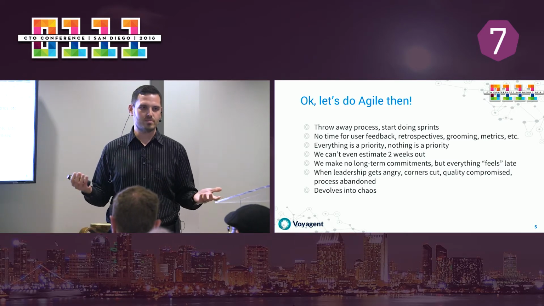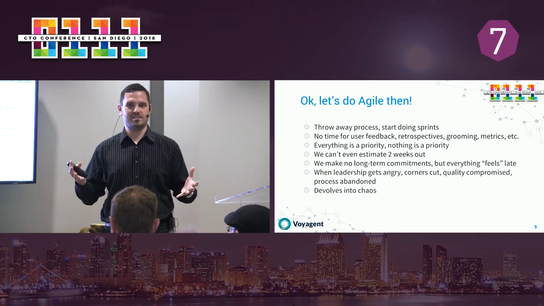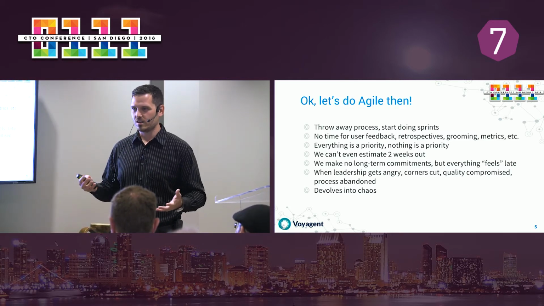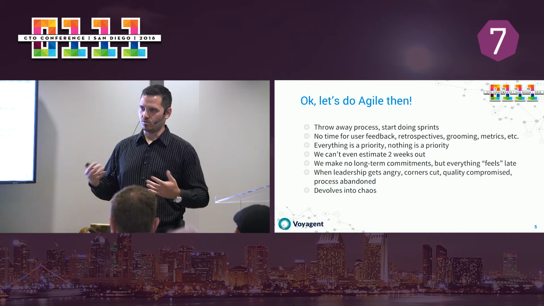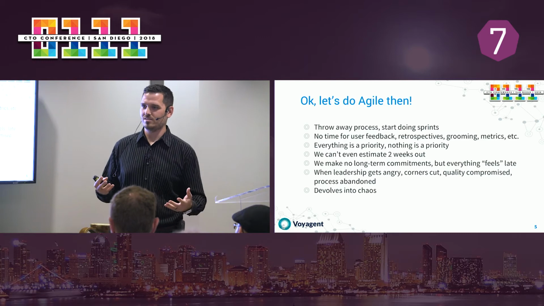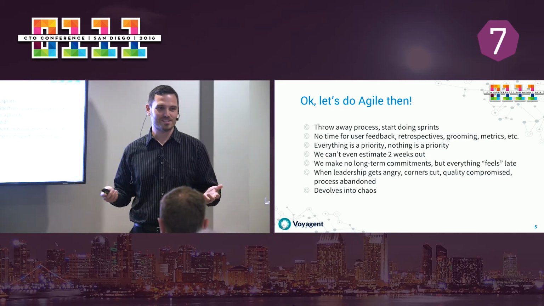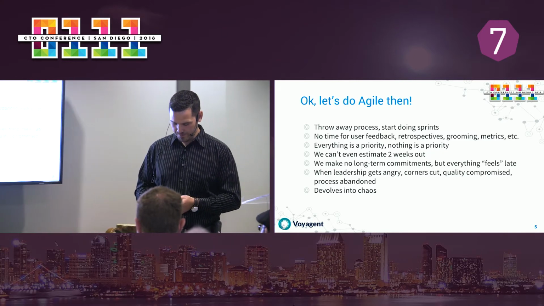And then leadership comes back and they say, well, you didn't commit anything to me, but everything just feels late, right? Work faster, work harder. And so then you cut corners again and you compromise quality because now you don't even have a QA process, you just push things straight to production. You abandon the process and it devolves into chaos.